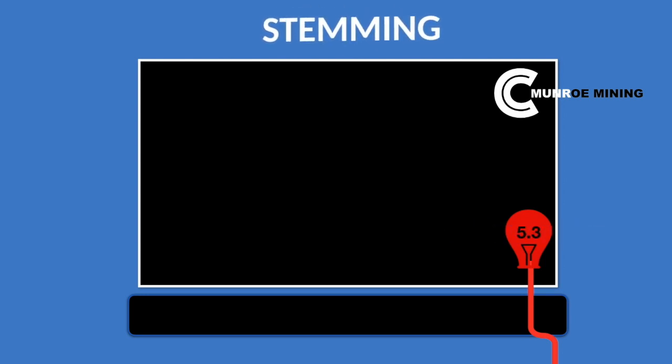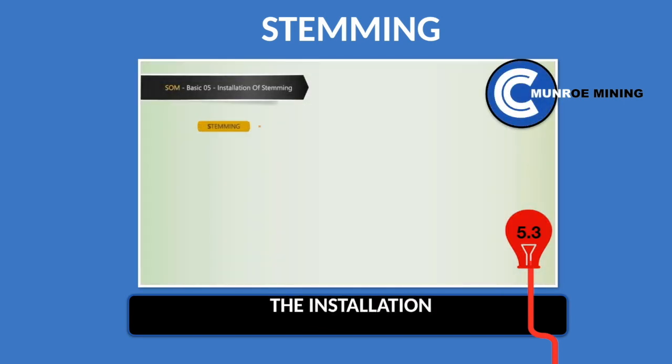Stemming, the installation. Stemming modules must never be smaller than 6 millimeters of the diameter of the shot hole. Stemming can only provide effective resistance against the movement of blast air if it expands to the width of the shot hole and couples with the size of the shot hole for a period of longer than 20 milliseconds.